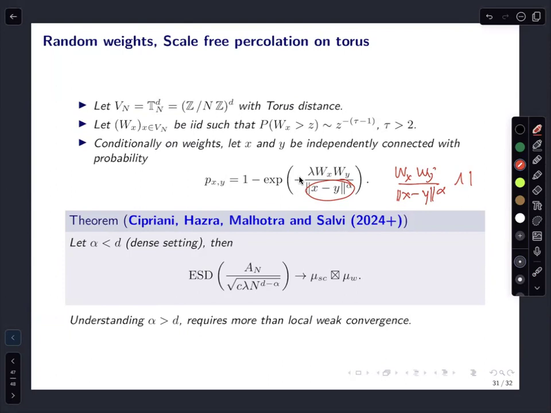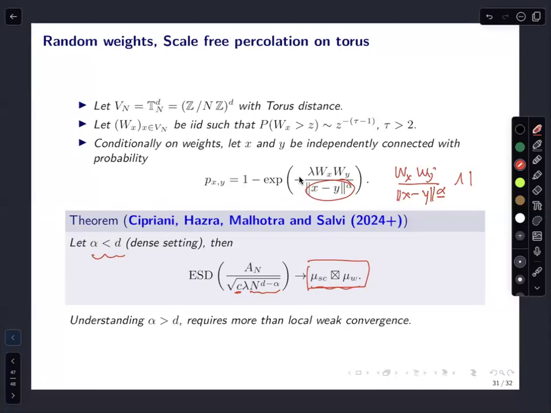Now, here I call this the dense setting. When this parameter alpha is less than the dimension, then you can show the empirical spectral distribution, with the scaling, where C is some constant that comes from zeta functions. If you scale it by n to the power d minus alpha, then you get the semicircular law with this free convolution with mu w. This is not a compactly supported measure. This is an unbounded measure because mu w is a power law. But we could prove this.